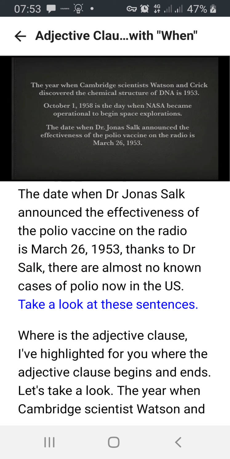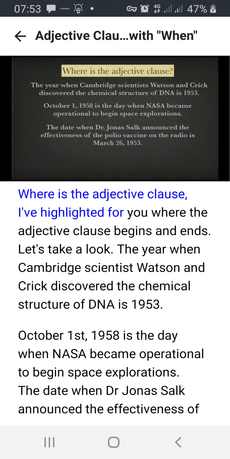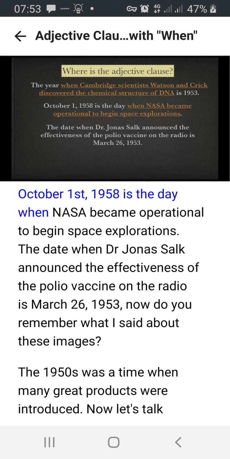Take a look at these sentences. Where is the adjective clause? I've highlighted for you where the adjective clause begins and ends. Let's take a look. The year when Cambridge scientists Watson and Crick discovered the chemical structure of DNA is 1953. October 1st, 1958 is the day when NASA became operational to begin space explorations. The date when Dr. Jonas Salk announced the effectiveness of the polio vaccine on the radio is March 26, 1953.